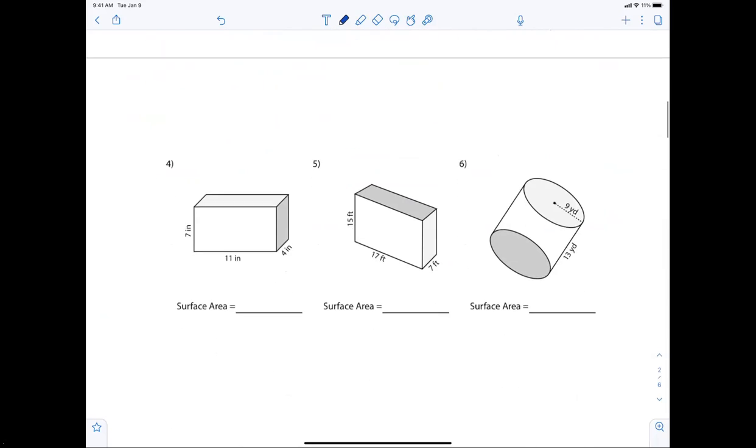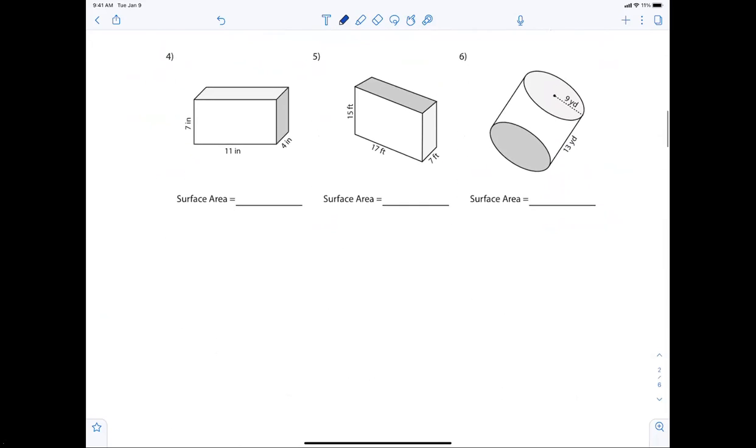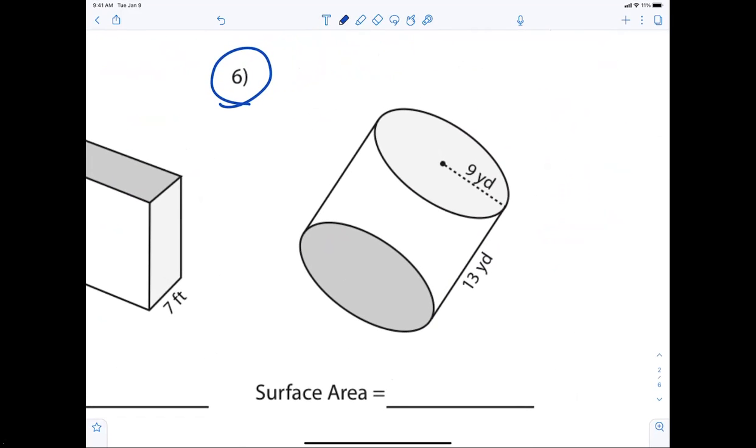All right. So here we go. Now, I'm looking at 4, 5, and 6. We already did 4. We already did 5. Those are rectangular prisms. So that's your homework. Now we're going to talk about question number 6. Now, 4 and 5 are the same, so that shouldn't be a problem for you. But 6 is called a what? Cylinder. Yes, that's right. So everybody right at the top, that is a cylinder.